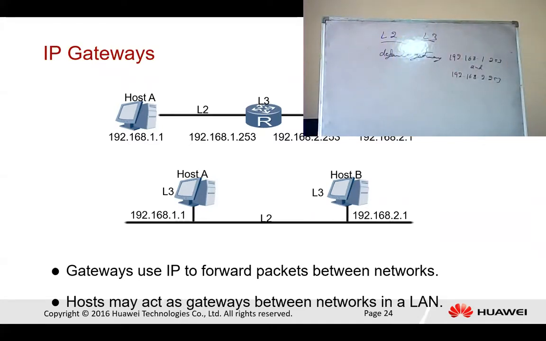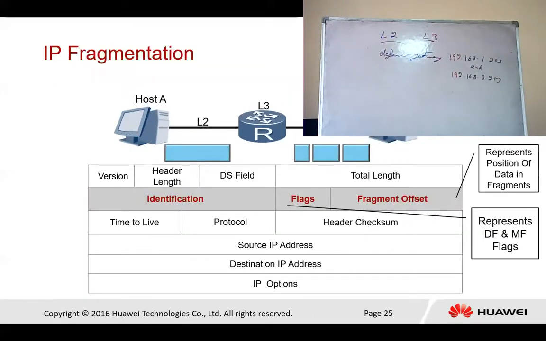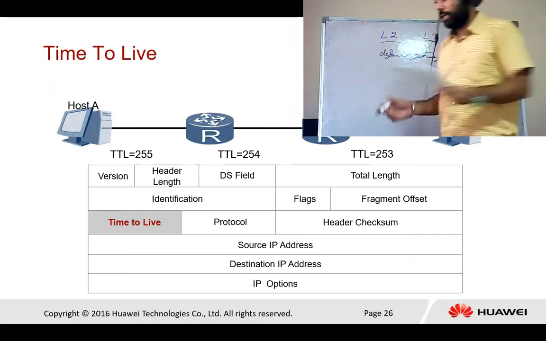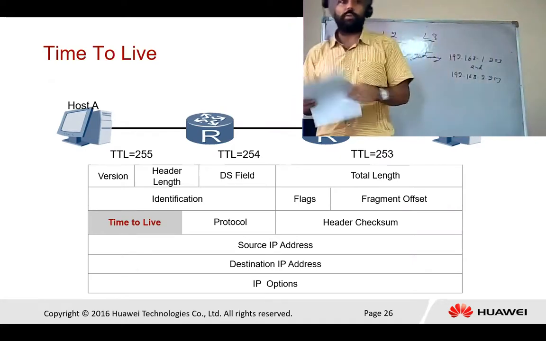So next we have IP fragmentation, because we already discussed all the flags, what they are exactly. Next one is time to live. We already discussed this, but I'm just going to give you a little bit of explanation about the TTL value.